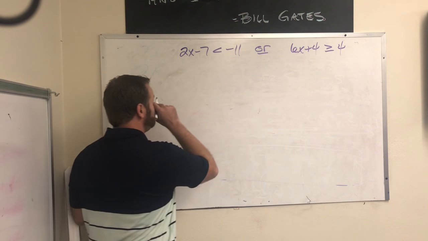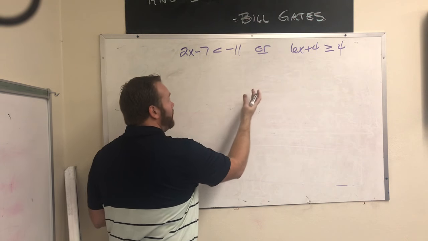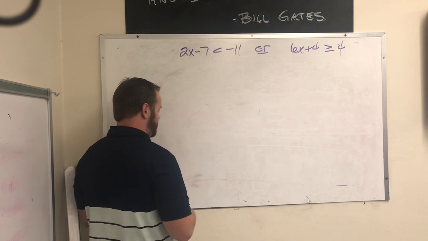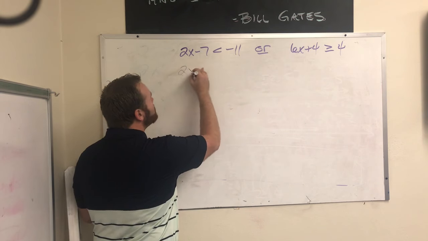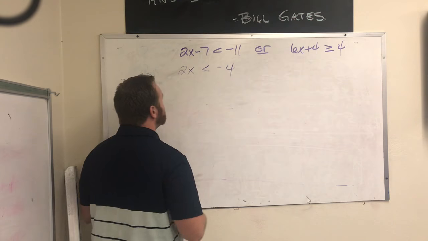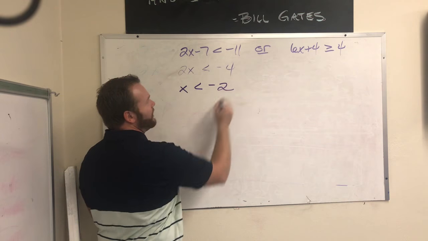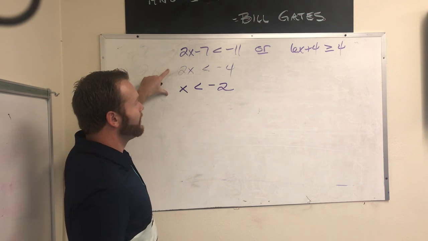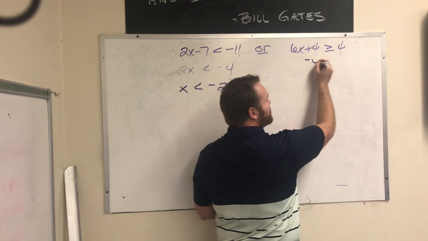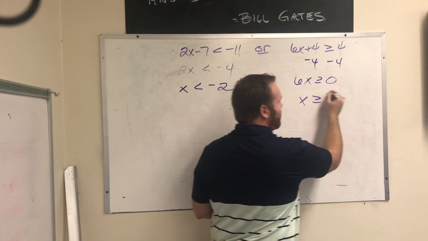All right, so we solve these just like normal inequalities. I'll add 7 to both sides here. 2x is less than -4, right? So now we'll have x is less than -2, right? Now I'm going to come over here and solve this one the same way. Subtract 4. 6x is greater than or equal to 0. x is greater than or equal to 0, correct?